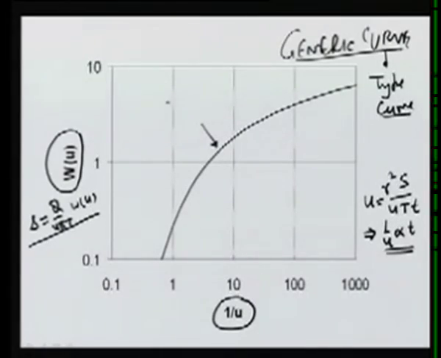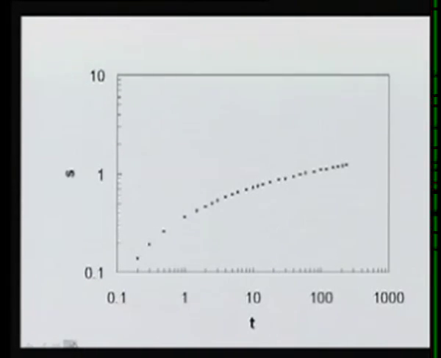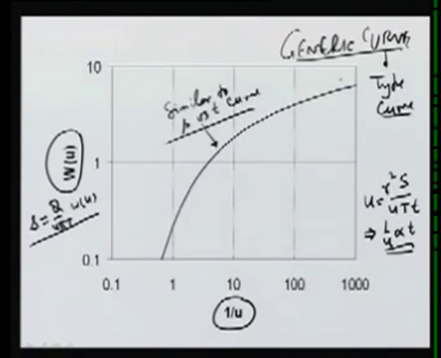So on a log-log scale, if we plot 1 over u versus Wu, it should be similar to the behavior of the drawdown curve. So this should be similar to the S versus T curve. So the idea of Theis curve matching, as we have discussed, is to try to match this type curve with the actual data, the actual data which we have plotted on log-log scale. This is the same data which we had earlier, but earlier we had plotted on simple scale. Now we plot it on log-log scale. So this is S again in meters, T is in minutes, and now this curve should match with this curve.